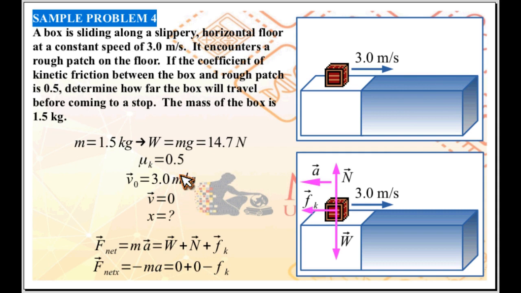Now, we know initial speed and final speed. We don't know x. We don't know the acceleration of the box. We don't know the time of travel. So, there's not enough information for us to do kinematics to determine the final answer, x. We need at least one more variable. We either need to know the time of travel or we need to know the acceleration to be able to use kinematics to answer the problem.